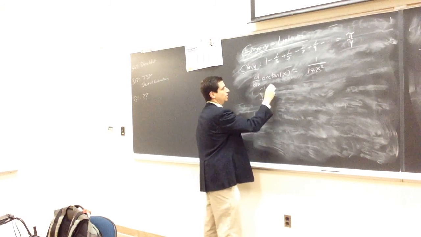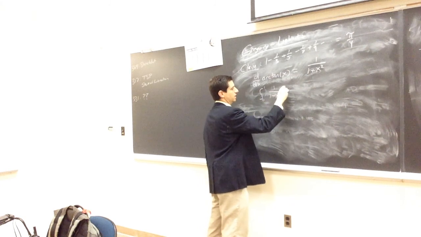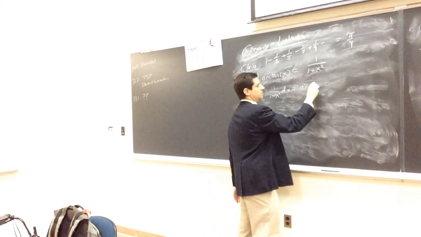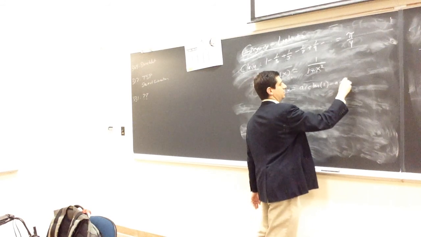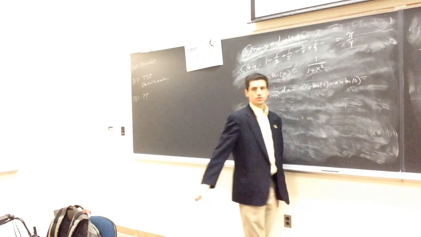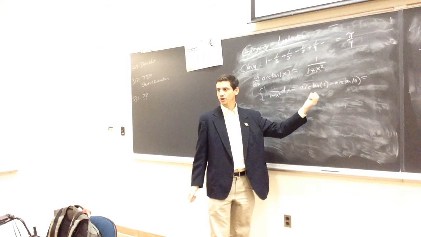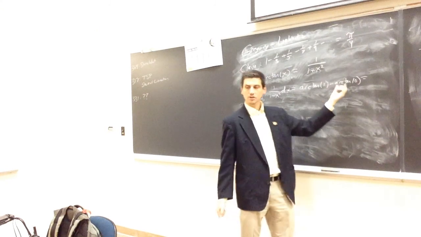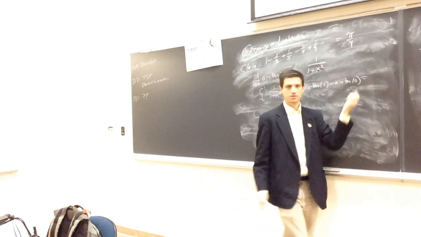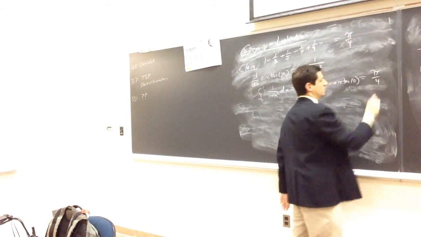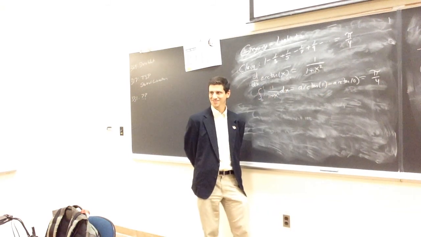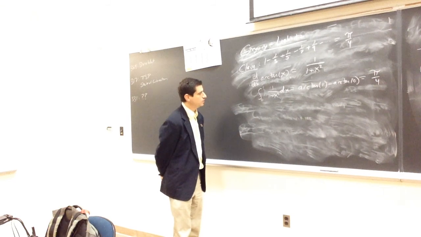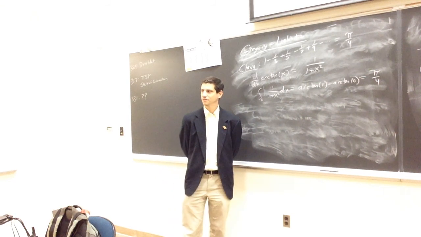integrate from 0 to 1 of 1 over 1 plus x squared dx. This is just arctangent of 1 minus arctangent of 0. So the arctangent is what angle has a tangent 1? This means the sine equals the cosine. That's pi over 4. We always do things in radians. What angle has a tangent of 0? Just 0. So that direction is no problem. The other direction, how should we handle the other direction? What should we do?